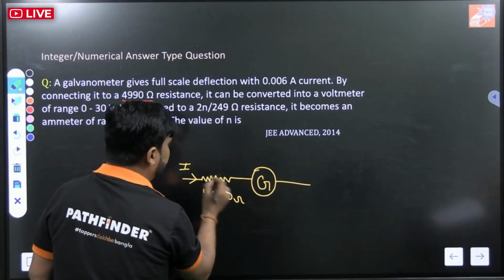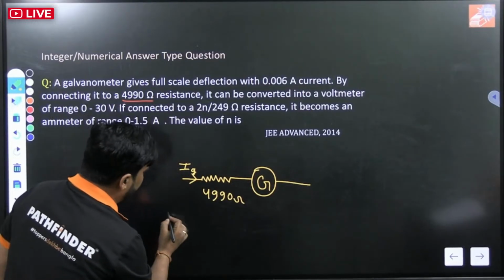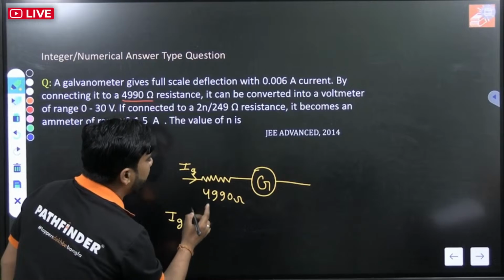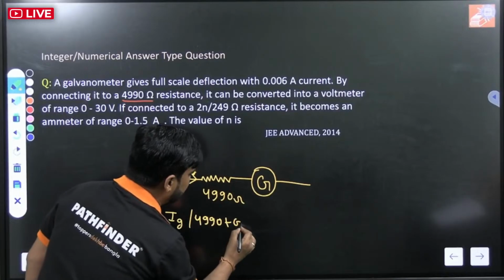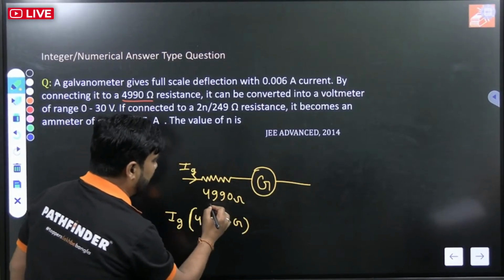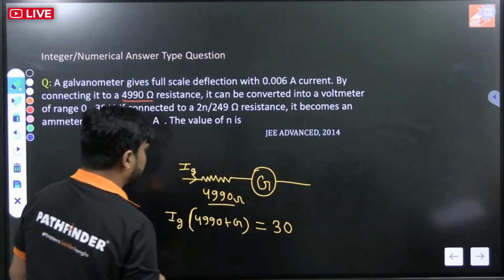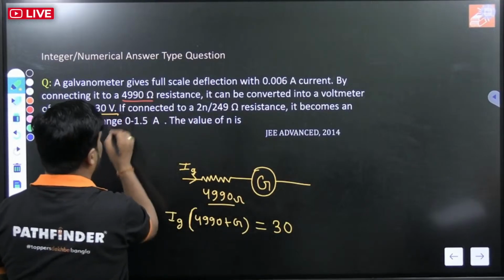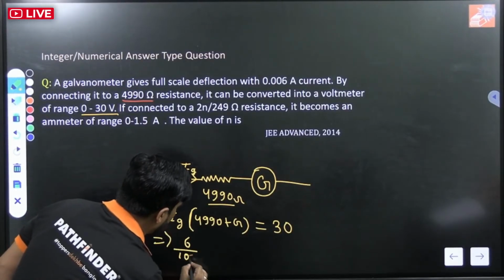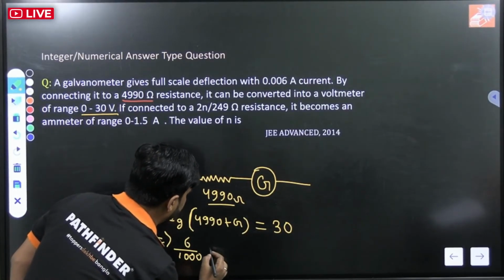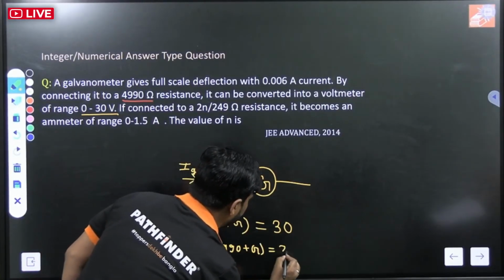So you know that for full scale deflection the current needed is Ig, right? So here can we say Ig into 4990 plus capital G. I was not adding this value, that's why we were getting the wrong expression. That will be equal to 30 volt, because we are converting it to a voltmeter of 0 to 30 volt, right? And what is the value of Ig? Can we write 6 by 1000? So 6 by 1000 into 4990 plus G is equal to 30.